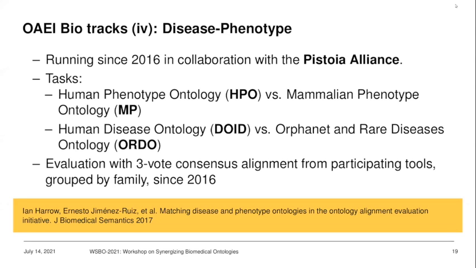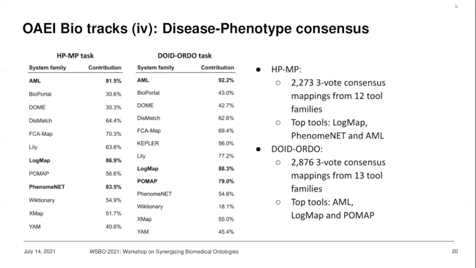So in this track, we are trying to build this consensus alignment from what the systems are proposing, and we create some sort of voting. As an example, here we created the consensus with vote 3, and you can see the percentage of the contribution of each of the systems. I think that's quite interesting.